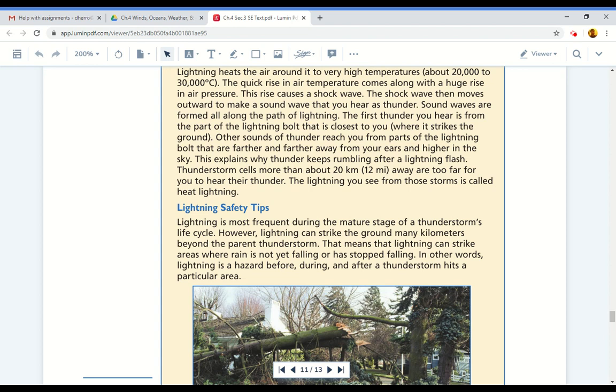The first thunder you hear is from the part of the lightning bolt that is closest to you, where it strikes the ground. Other sounds of thunder reach you from parts of the lightning bolt that are farther away from your ears and higher in the sky. This explains why thunder keeps rumbling after a lightning flash. Thunderstorm cells more than about 20 kilometers away are too far for you to hear their thunder. The lightning you see from around these storms is called heat lightning.